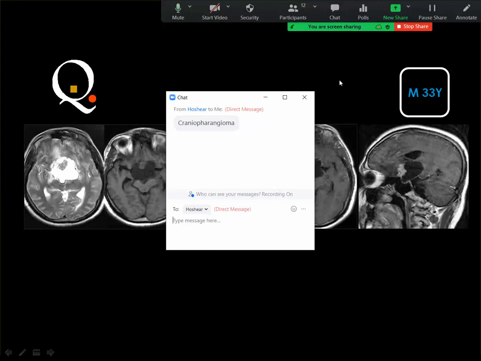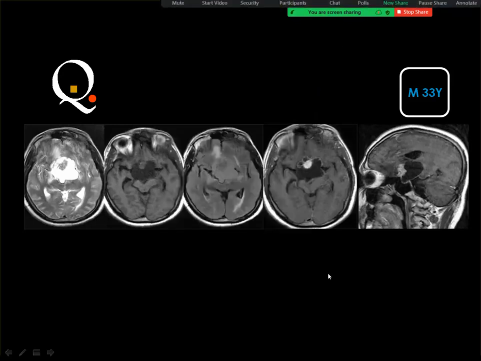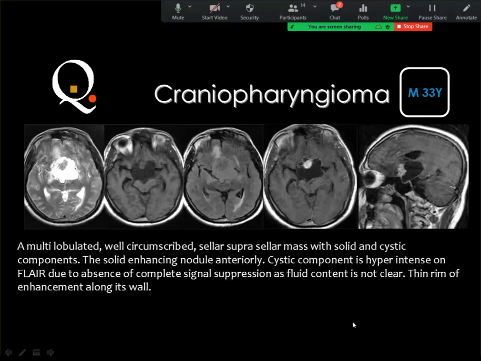Okay, and the first answer is good. This is craniopharyngioma, and the answer is right. You got the suprasellar lesion, which is partially cystic and partially solid. The solid component is enhancing, then you are dealing with the craniopharyngioma.